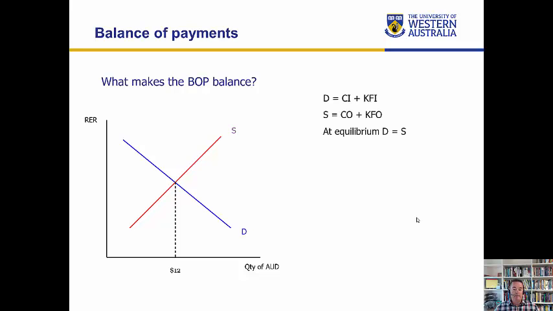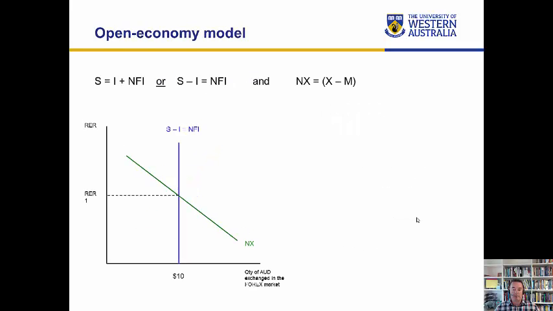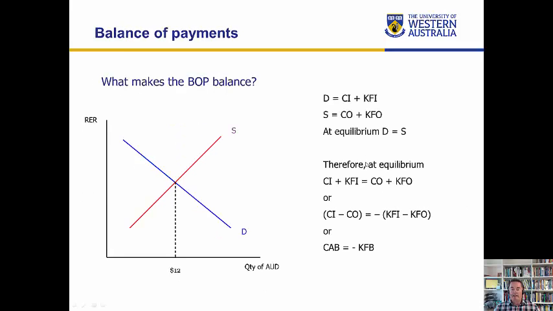So if we have a look here, I've got a little bit of algebra on the side. You can have a look at that if you want, but it just shows that when inflows and outflows equal each other, you can manipulate that to get the equation down the bottom, which says that the current account balance equals the capital financial account balance. It's just that they are of opposite sign. At the top here, I'm simply saying that demand is created by inflow transactions, supply by outflow transactions.